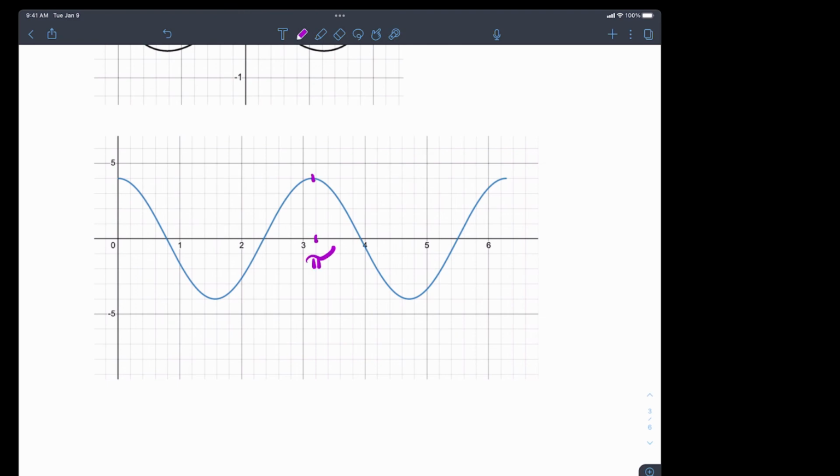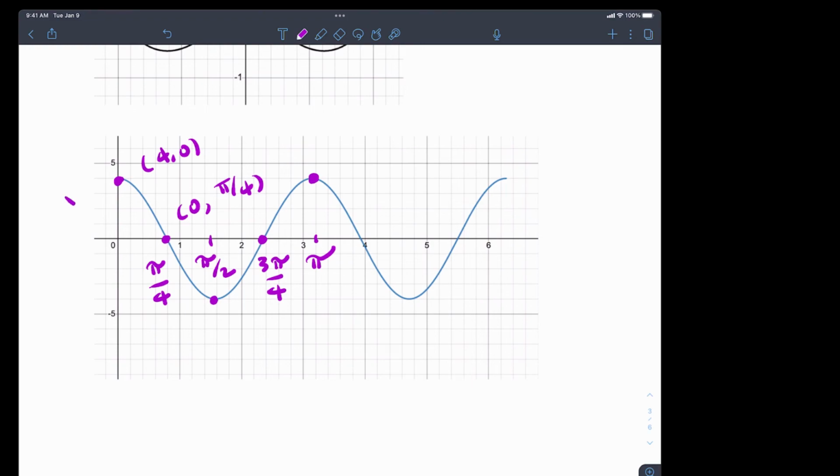This is pi. Okay, so we need this location, this location. This is pi over 2. Pi over 4, again, by pi over 4s. So we need all those locations. This is radius is 4, angle 0. This is radius is 0, angle pi over 4.